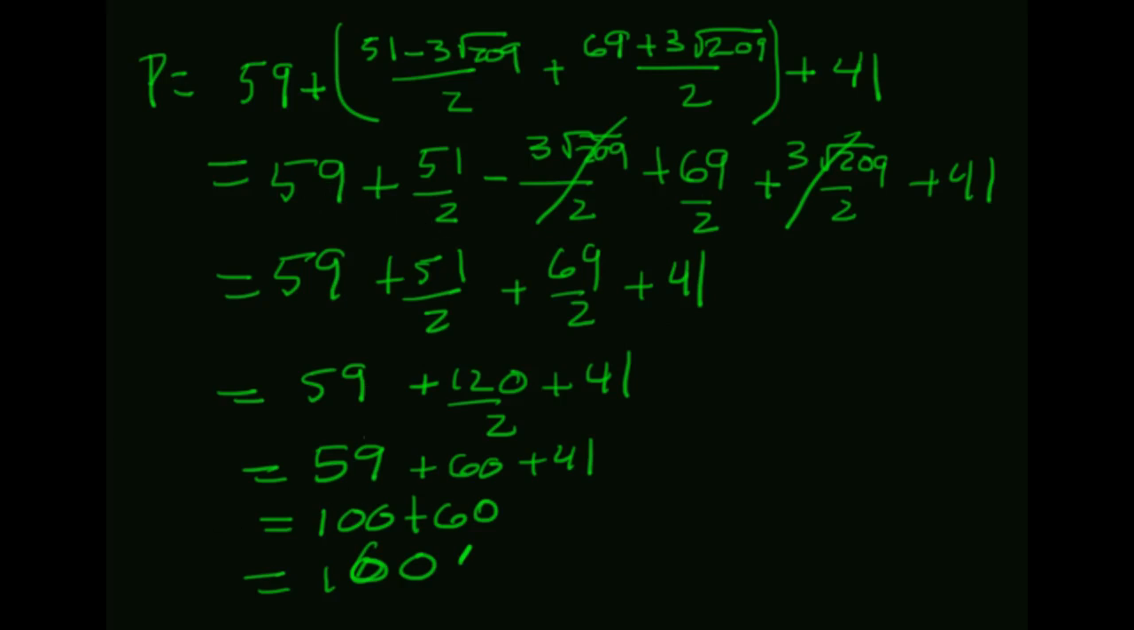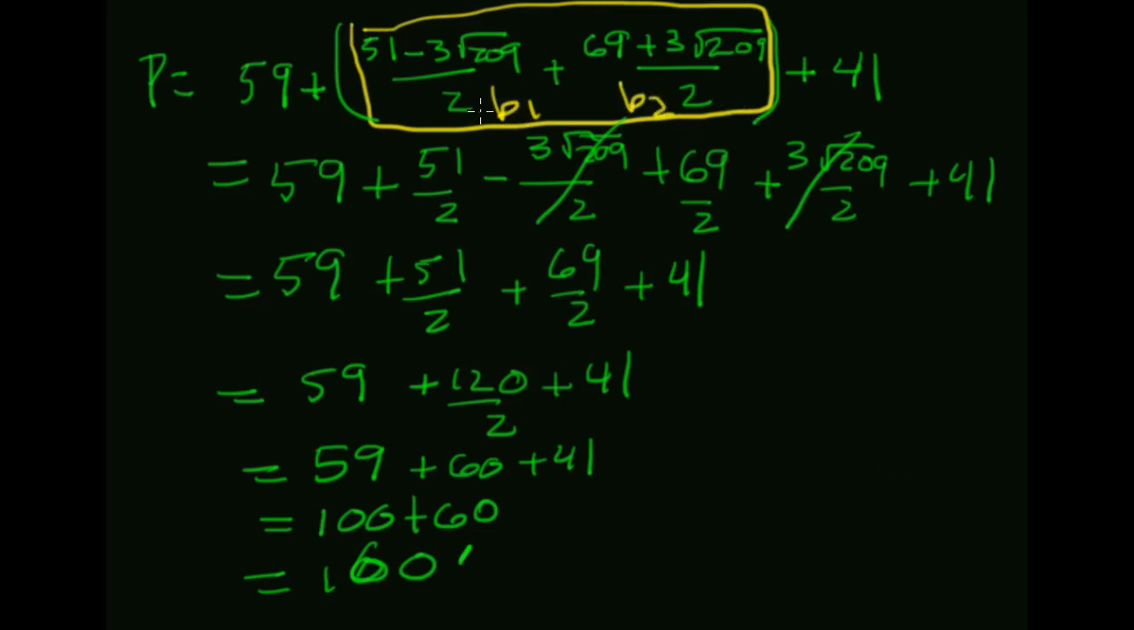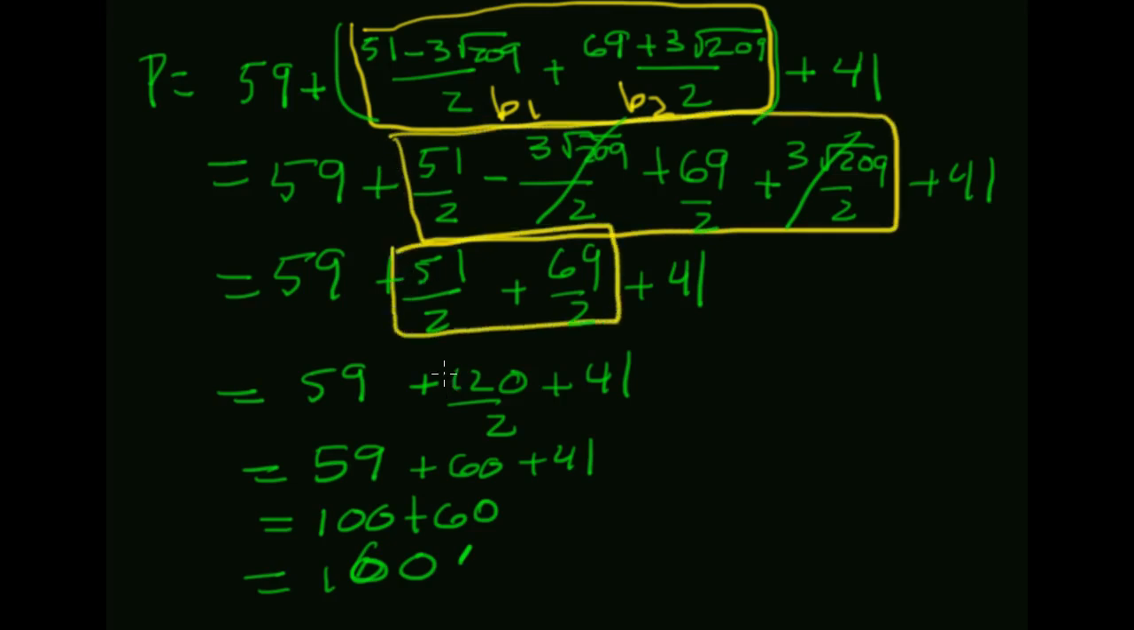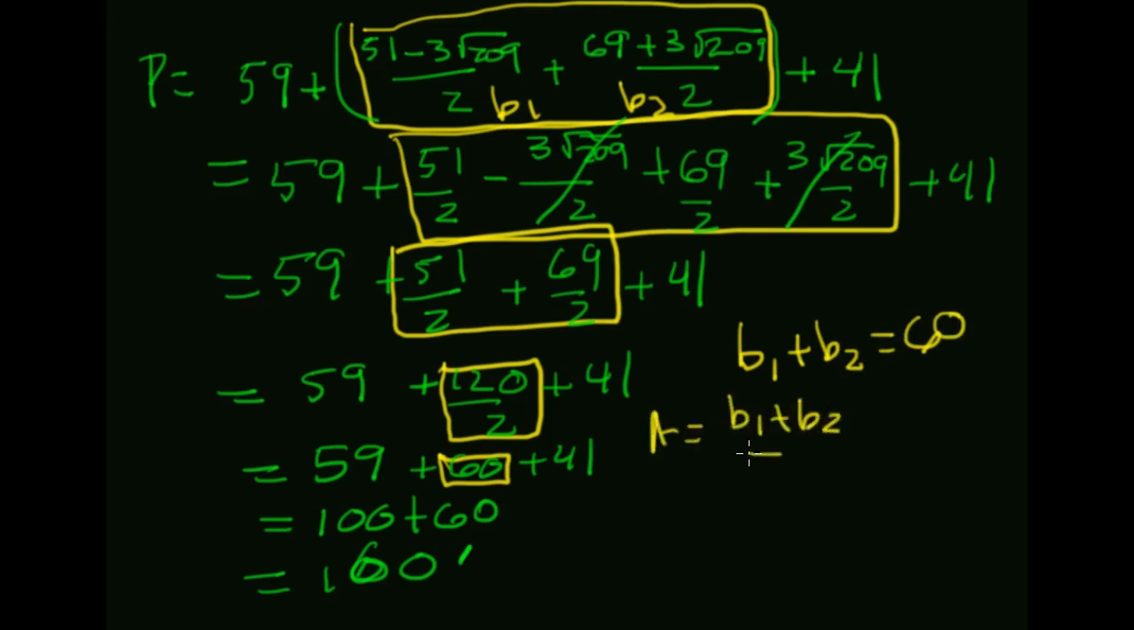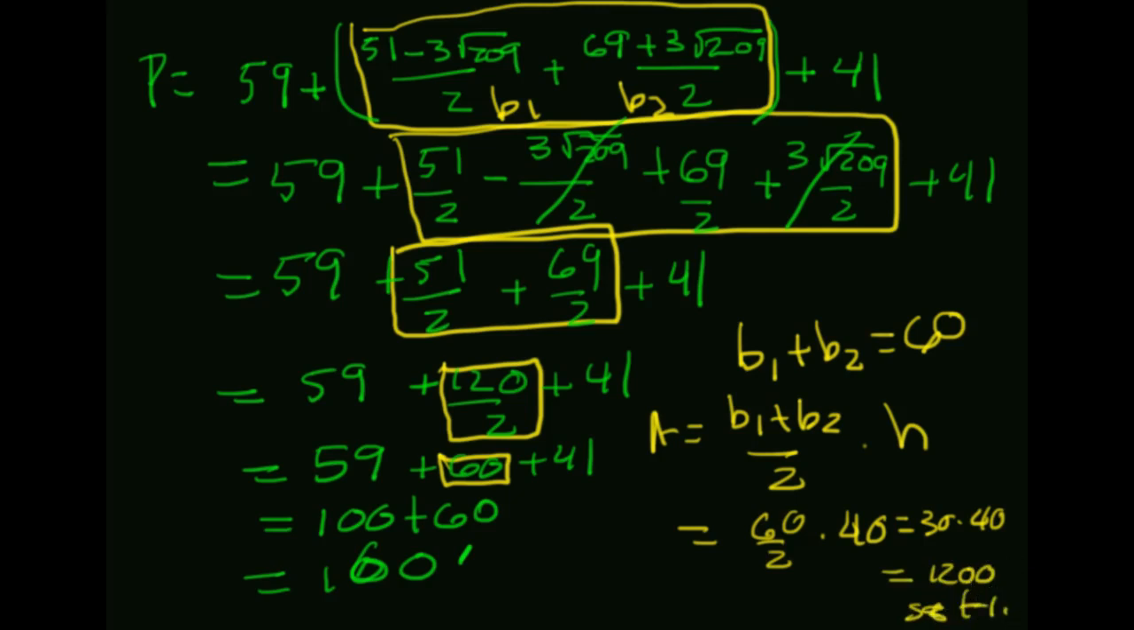Now, something to note here, because it's going to help us with the area formula, is that this is the sum of the two bases. So this is B1 plus B2. When I took that sum, I got this, which became 120 over 2, which became 60, which means B1 plus B2 is 60. So area is B1 plus B2 over 2 times the height. That's 60 over 2 times the height, 40, which gets me 30 times 40, or 1,200 square feet.